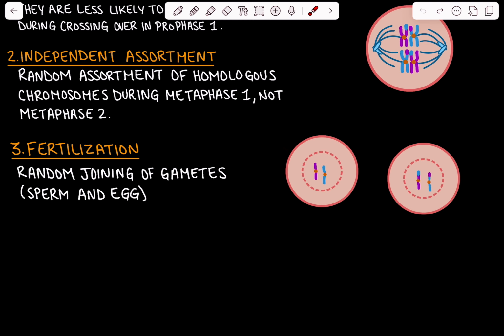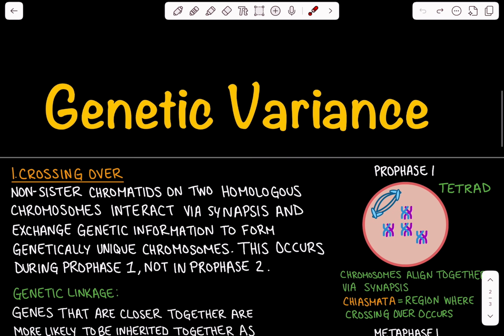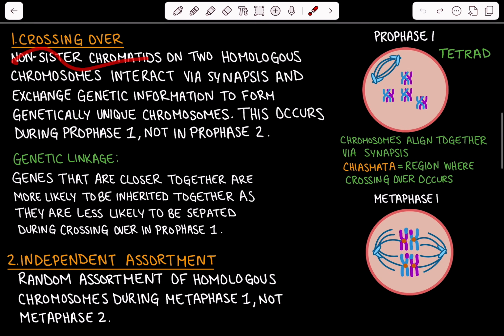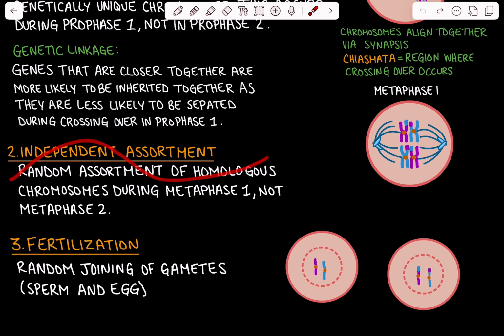That increases genetic variance. Now, those are the 3 ways we can have genetic variance in meiosis and fertilization. It's crossing over, it's independent assortment, and through fertilization itself, and this leads to increased variability and genetically unique offspring.